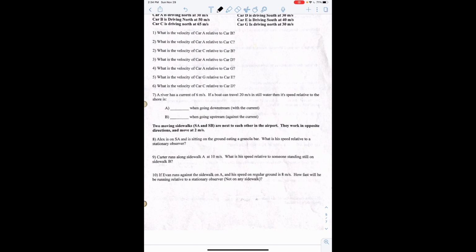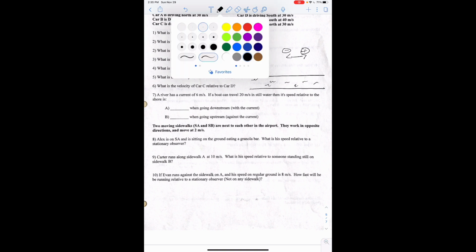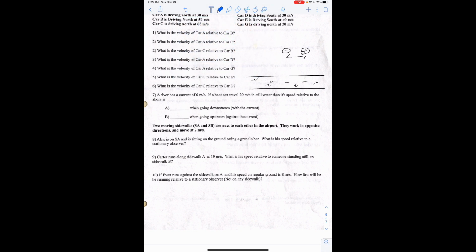All right, so number 7 here, it says a river has a current of 6 meters per second. So I'm going to just go ahead and draw this right here. So if this river was passing by, we'll call right positive and left negative. And sure, if we want to call them east and west, we can, but this will be good enough for right now. And we'll say that this river is moving at a positive 6 meters per second.